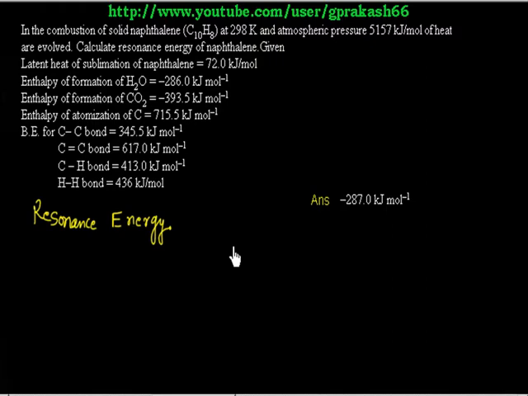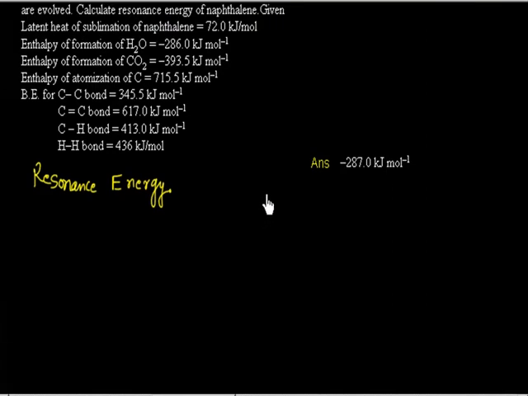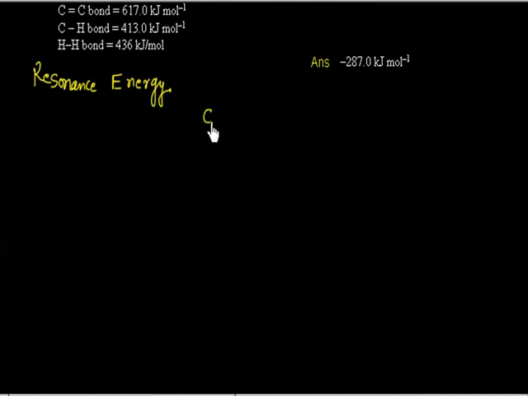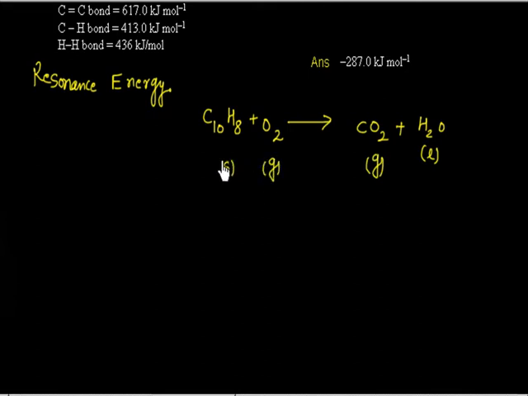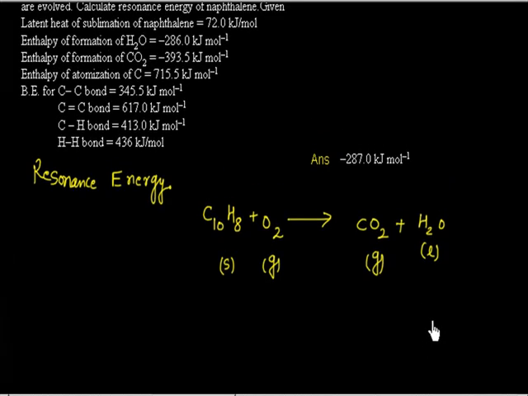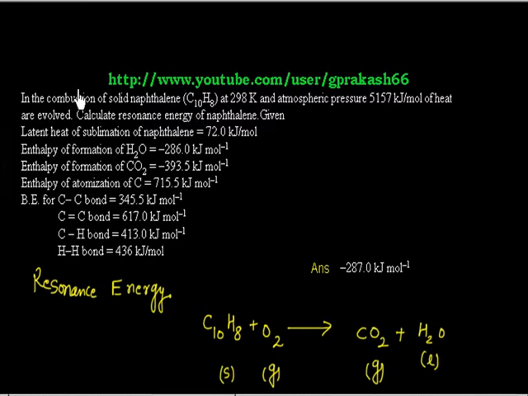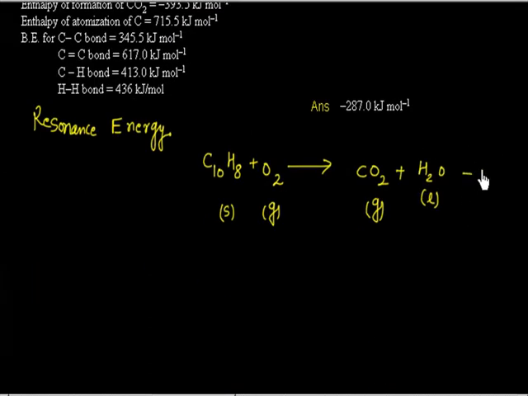The first thing given to you is the combustion of naphthalene, C10H8. So let us write the heat of combustion equation. C10H8 plus O2 will give you CO2 plus H2O. That is a general combustion equation. H2O is a liquid, CO2 is a gas, O2 is of course a gas, and naphthalene is a solid. Now for this reaction delta H is given, that is heat released, heat evolved, so it is minus 5157 kilojoule.